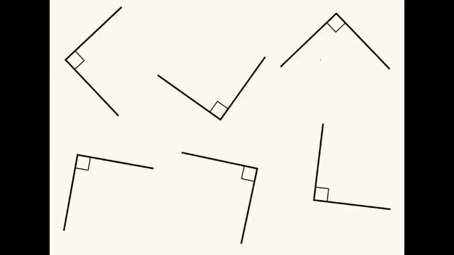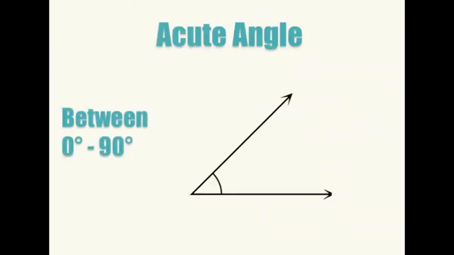As we can see here, we've got lots of right angles, all marked with a straight line, so we know they're right angles, and they're all just rotated to point in different directions. Because they're all 90 degrees, if we rotated them round so they all point in the same direction, they would all be exactly the same.